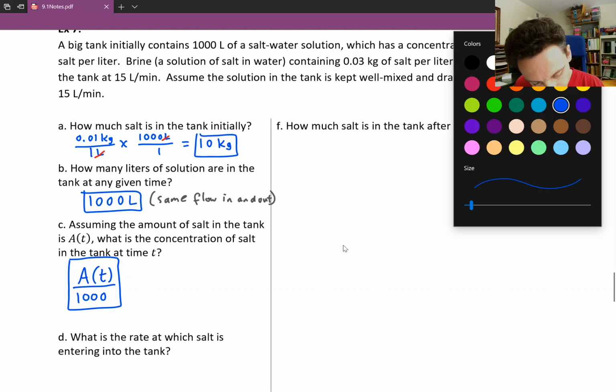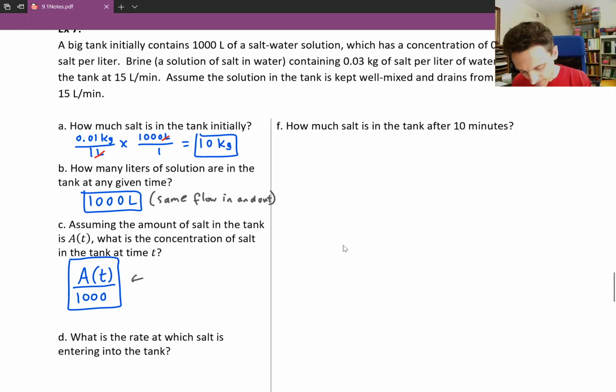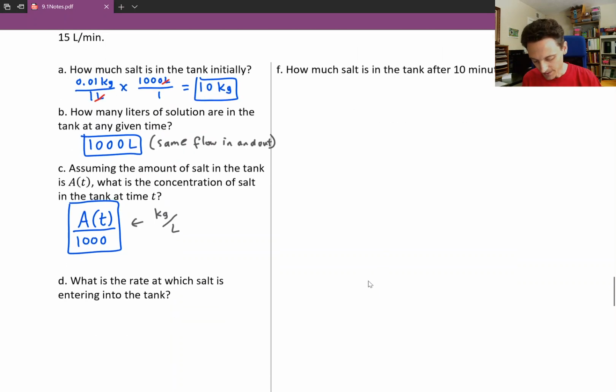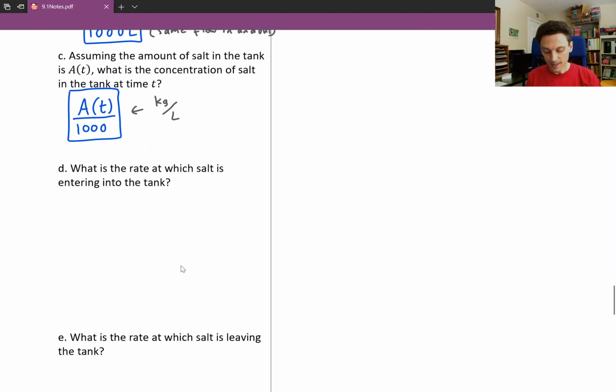Notice that this is in kilograms per liter. That's the units of concentration that we're interested in here. So we have A of t over 1,000 kilograms of salt per liter of solution. Then D asks, what is the rate at which salt is entering the tank? So this is the incoming rate.